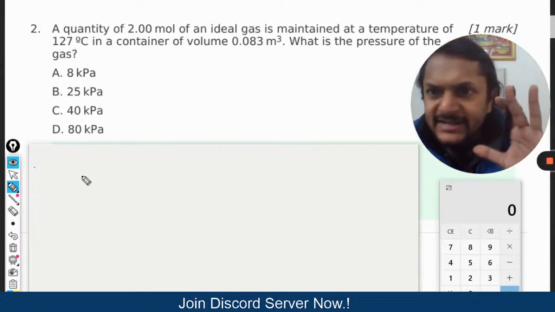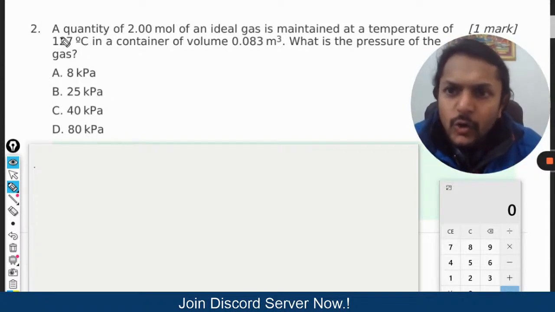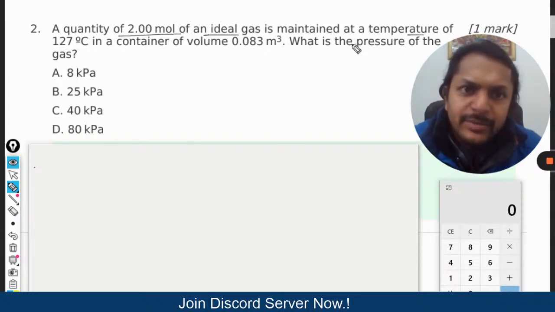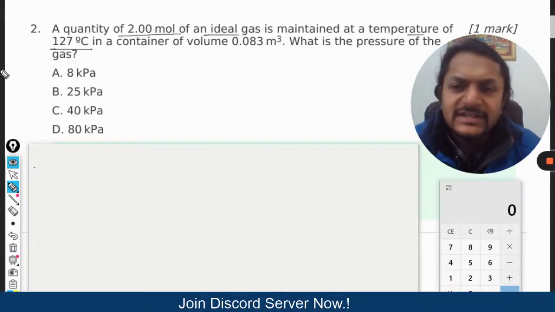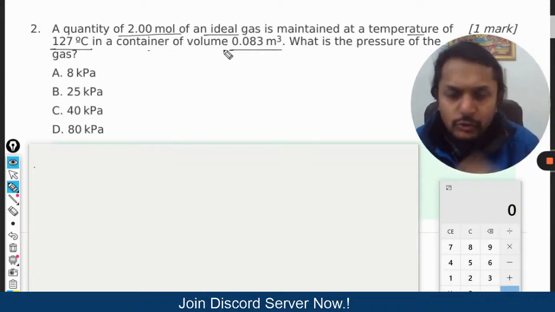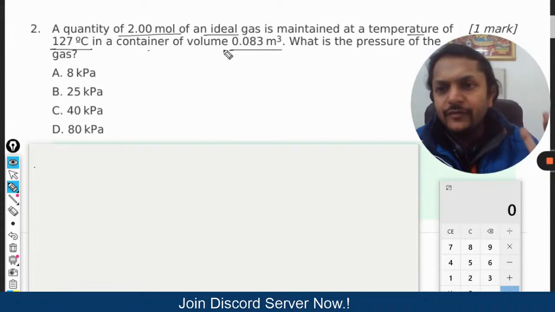Okay, dear students, let us see how to do this question. A quantity of 2 mole of the ideal gas is maintained at a temperature of 127 degrees centigrade in a container of volume 0.083 meter cube. What is the pressure of the gas?